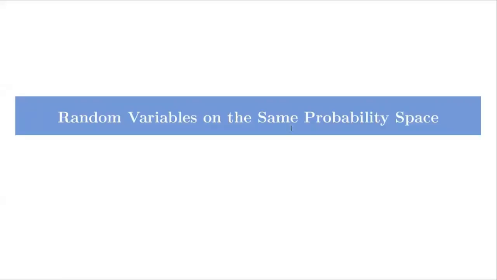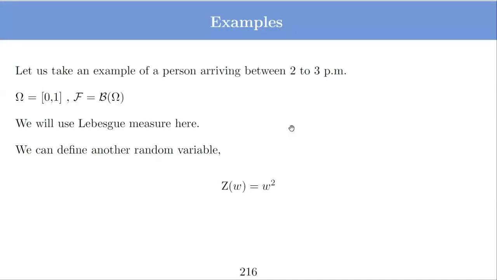Now we will discuss random variables on the same probability space. We have said that we can define multiple random variables on the same probability space. They may have the same CDF or may have different CDFs. So let us take a few examples on that.